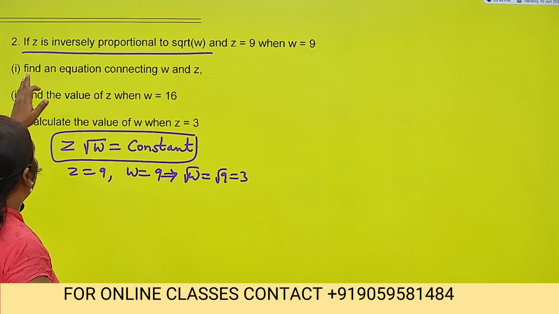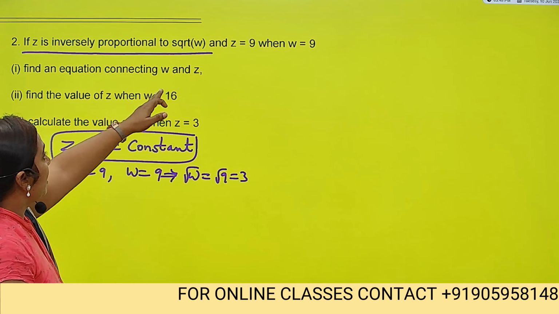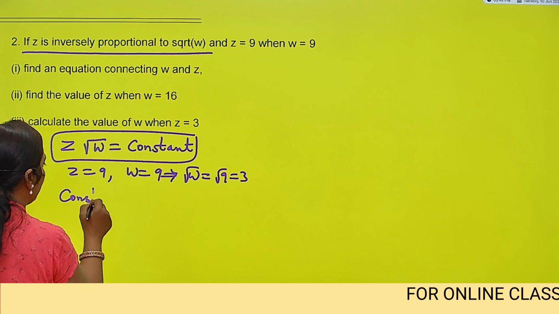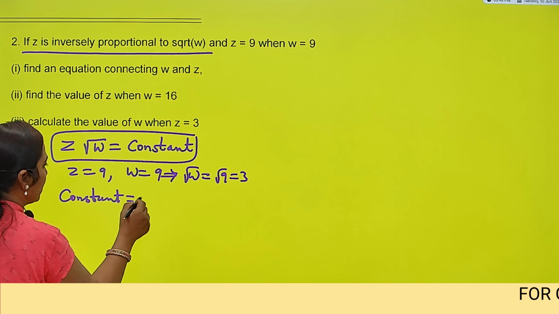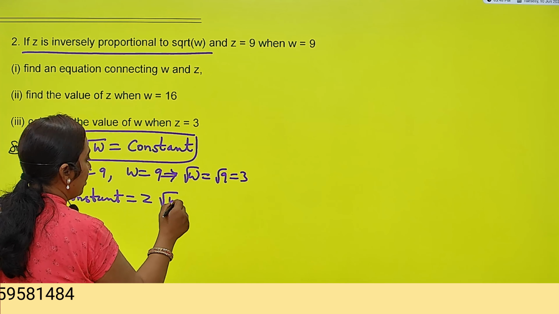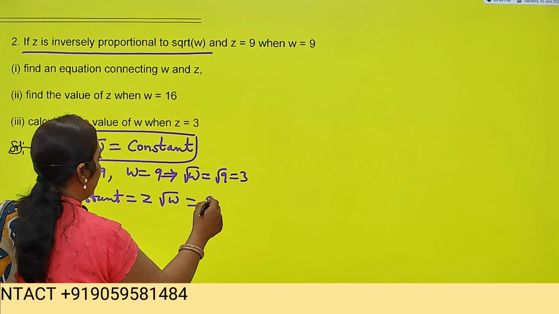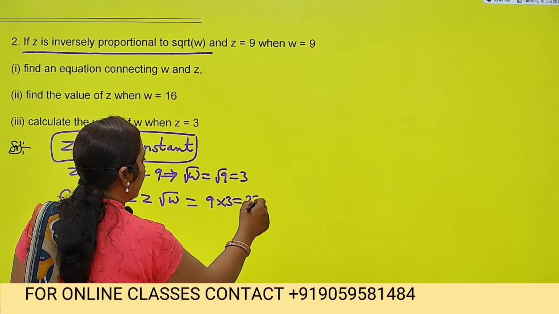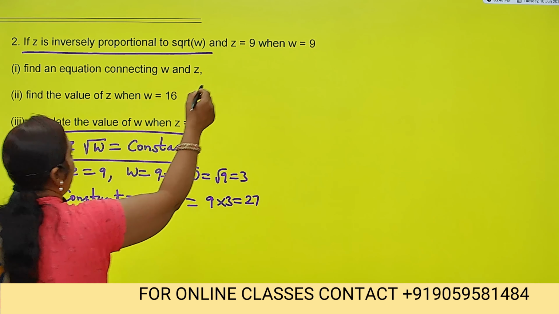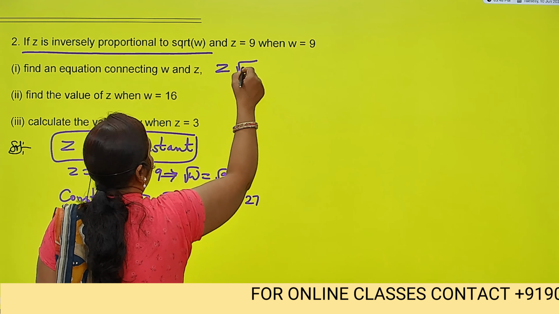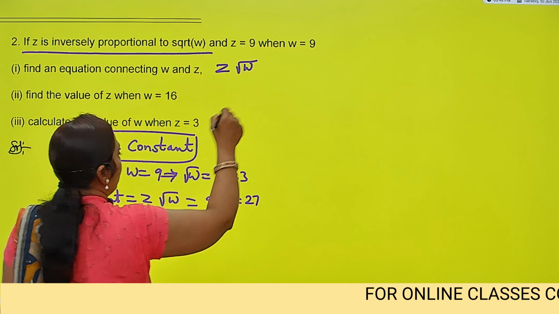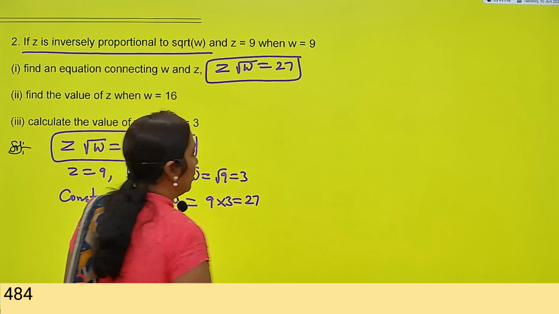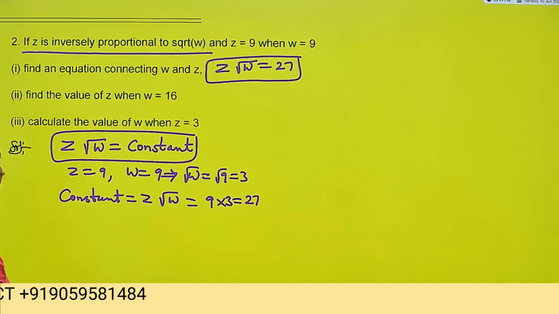Okay. Find an equation connecting w and z. So what is the constant? Here we need to find out the constant. That constant equals z root w. The z value is 9, root w is 3. 9 threes are 27. So we can write it as z root w equals 27, which is the connecting equation between z and w.